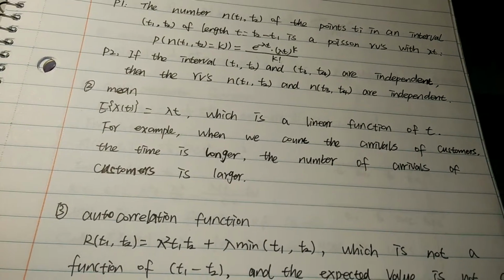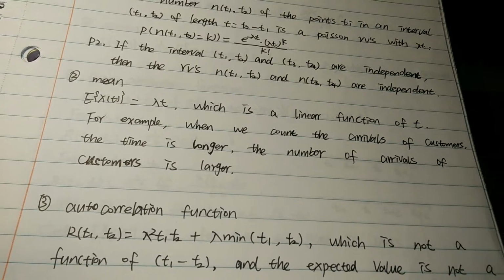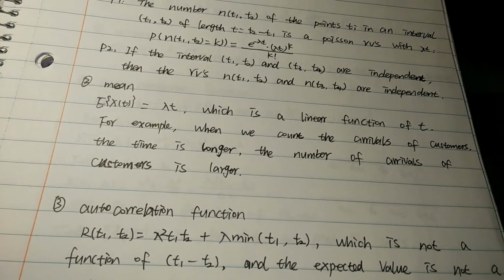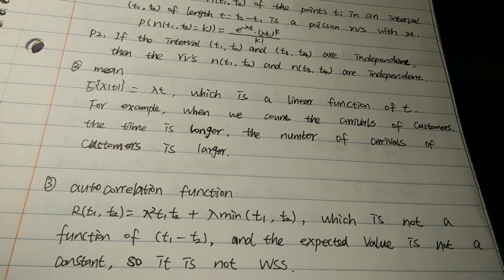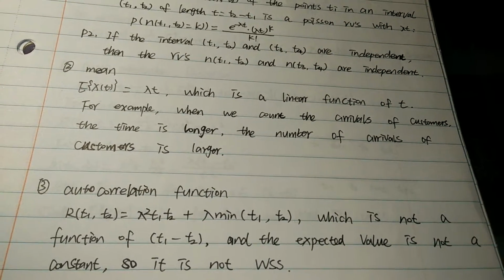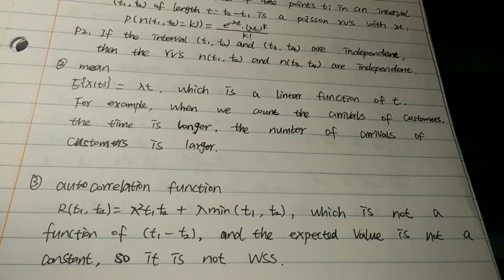autocorrelation function. The R function of t1, t2 equals lambda squared t1 t2 plus lambda times the minimum of t1, t2, which is not a function of t1 minus t2, and the expected value is not a constant. So Poisson process is not WSS.